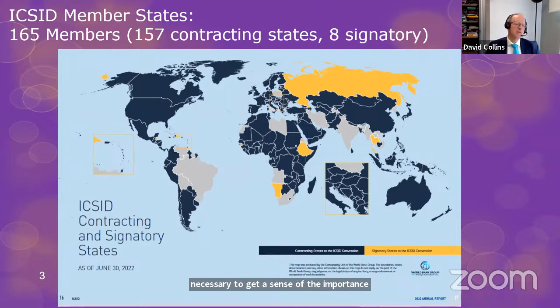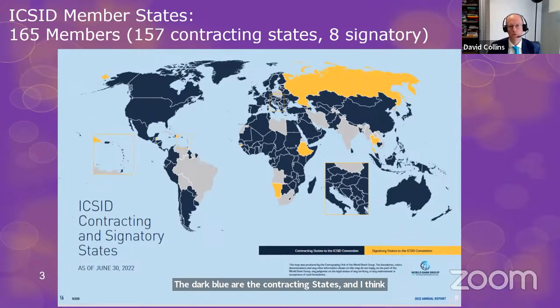So who are the ICSID members? How big, how significant is this organization? And this map gives you a pretty good indication. The dark blue are the contracting states. And I think you can see fairly obviously that this is most countries in the world.